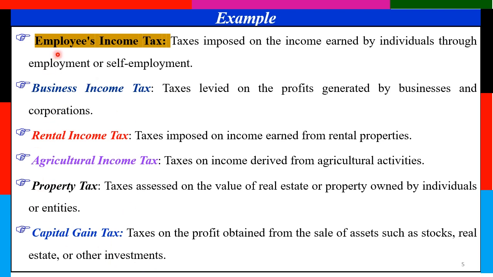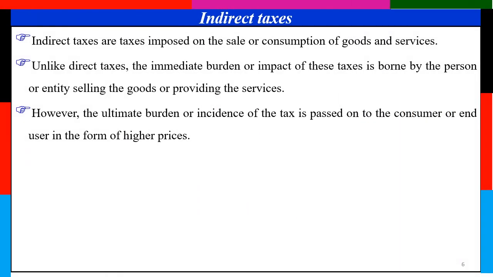So those are examples of direct tax. The second one is indirect tax. Indirect taxes are taxes imposed on the sale or consumption of a good or a service, unlike the income. Unlike the direct tax, the immediate burden or impact of the tax is borne by the person or entity selling the good or providing the service.